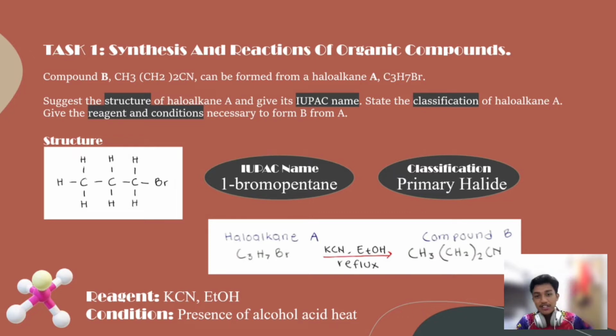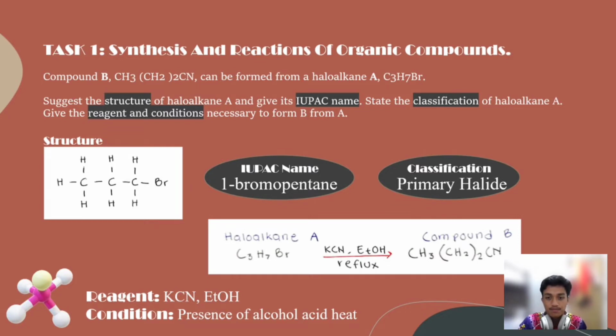So the reagent and condition necessary to form B from A is KCN and ethanol, where KCN is potassium cyanide and ethanol is the solvent. We will need heat, and we will undergo the process called reflux.